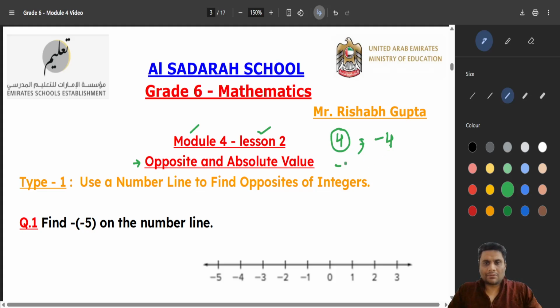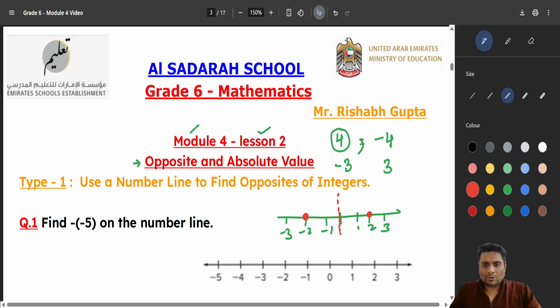If I give you a number minus 3, the opposite of minus 3 will be positive 3. So opposite means changing the sign. For example, if a number line is given: 1, 2, 3, and here minus 1, minus 2, minus 3. If I choose a number, for example minus 2 here, the opposite of minus 2 will be the positive 2.